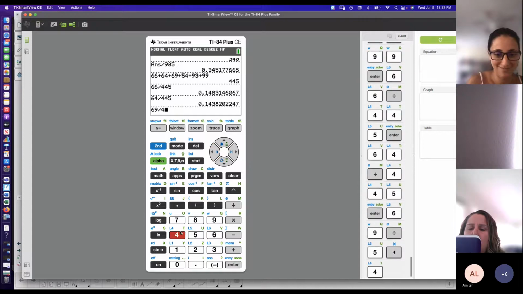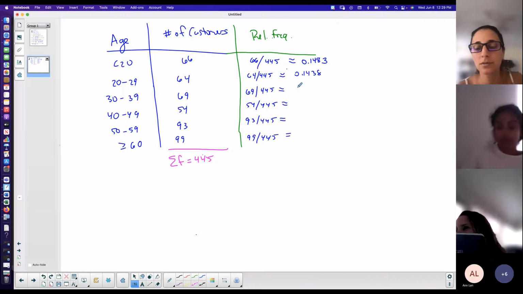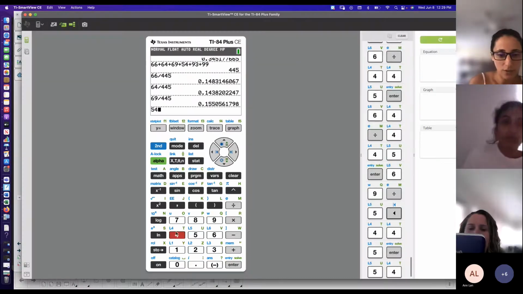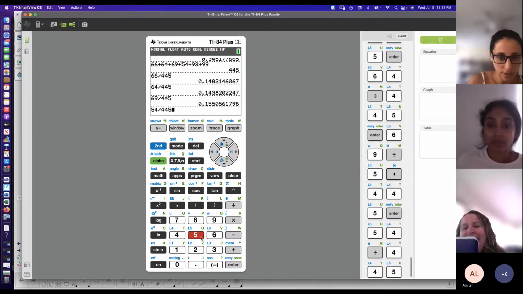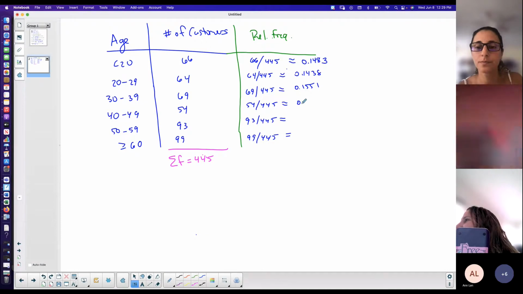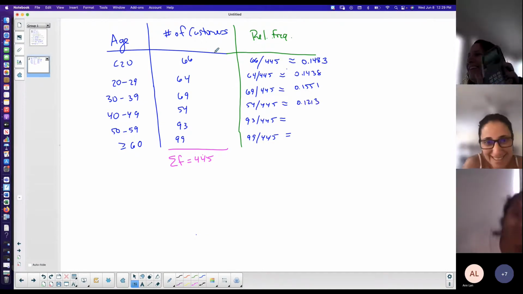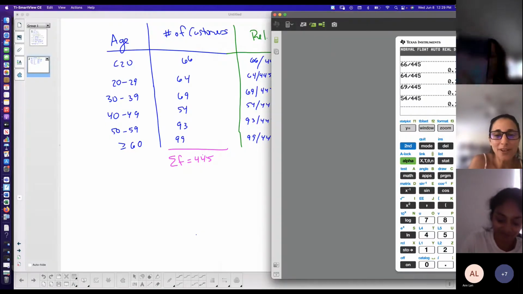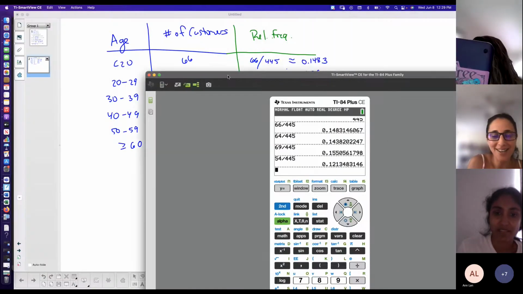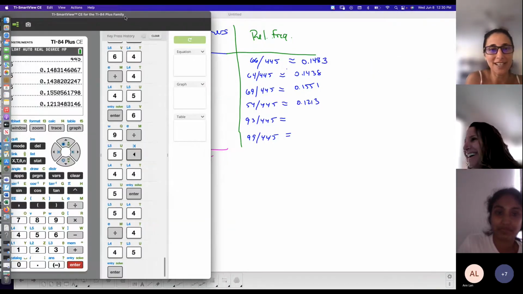Oops. Is 0.1551. Grab your calculator. 54 out of 445. 0.1213. You are super fast. Like, this calculator is like the death of me. I'm like, oh wait, I made a mistake, but how do I go back? Grab your calculator. Listen, I'll let it sit on it for a second too.